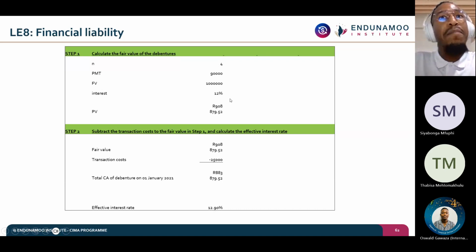The 12% is the market-related interest rate. The market-related interest rate gives us the fair value. Once we have the fair value and we capitalize transaction costs, the effective interest rate that is going to go into our amortization schedule changes. And we need to then use our financial calculator to determine it. In our example, we determined it to be 12.9, and that's the rate that we are going to be using to determine the interest expense that is going to be capitalized year on year on the financial liability.